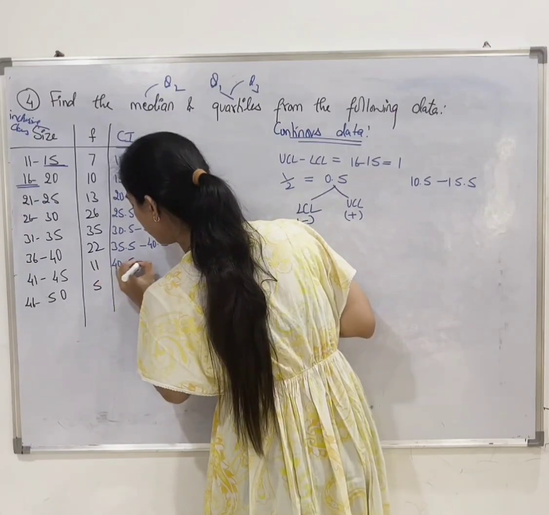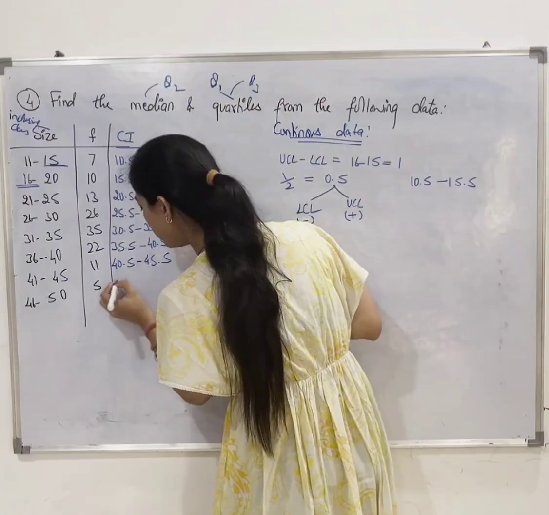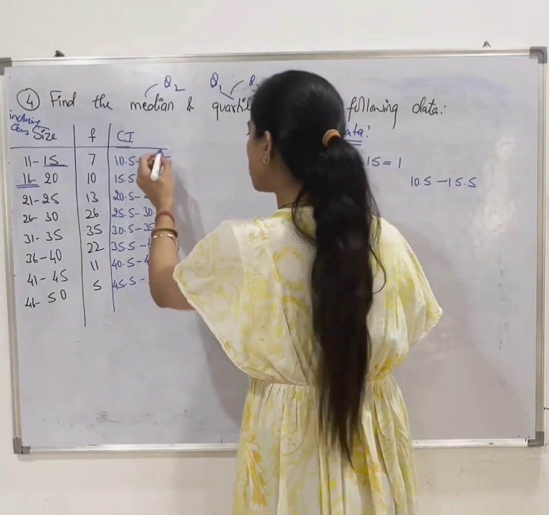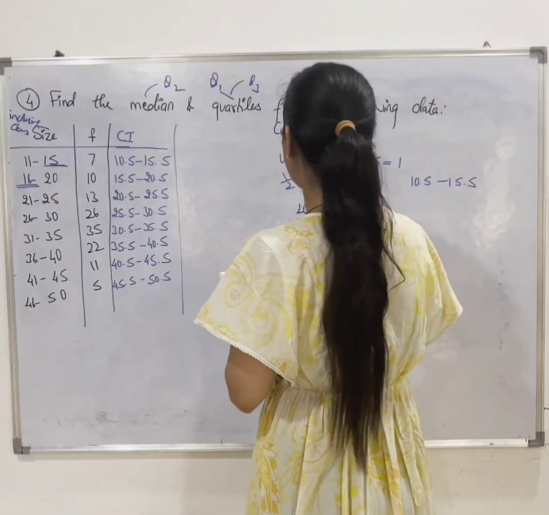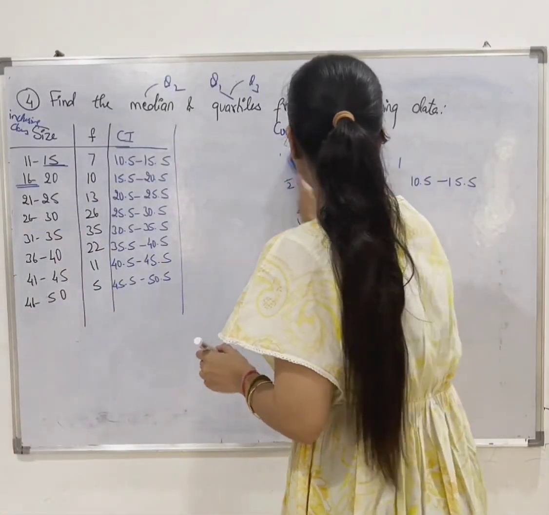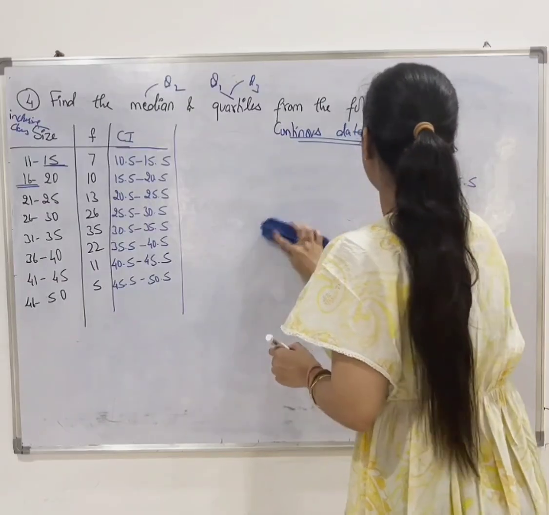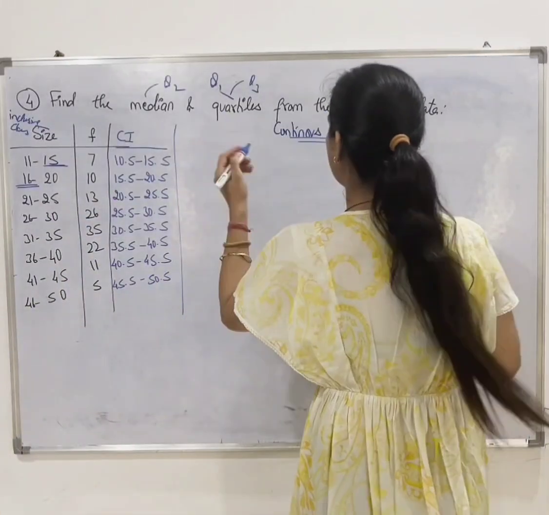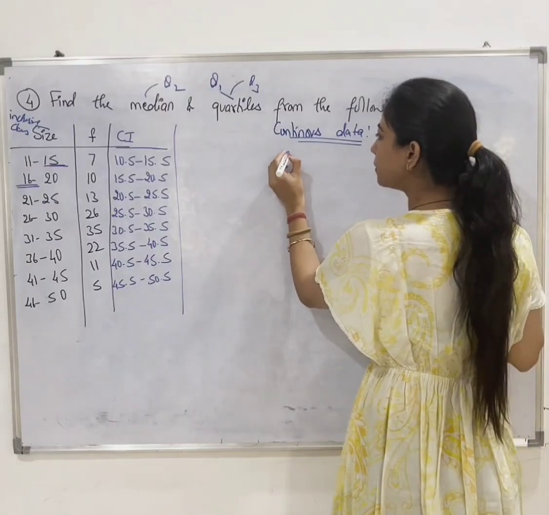Next again 40.5 to 45.5 and last 45.5 to 50.5. So this is how we will be getting the class intervals. So now let us find out the first value given to us in the question, which is nothing but the Q1. So let's start with Q1.